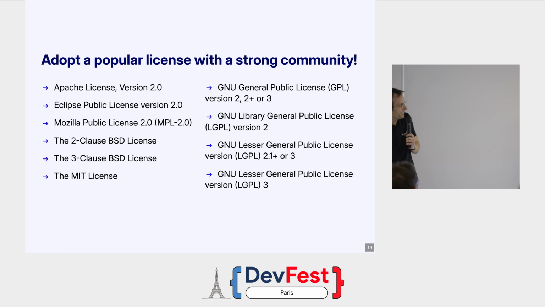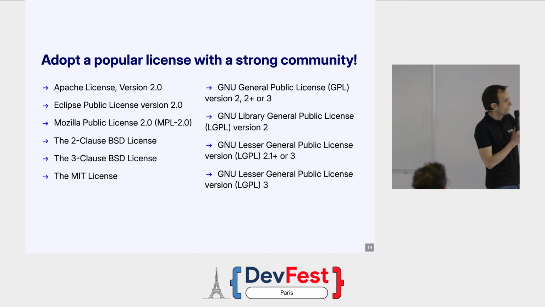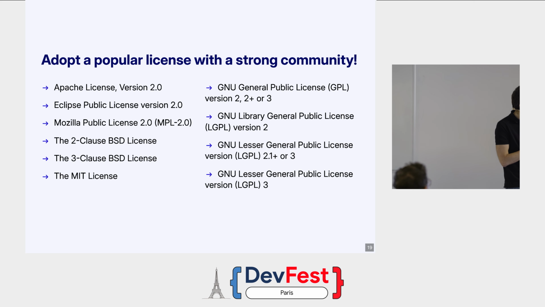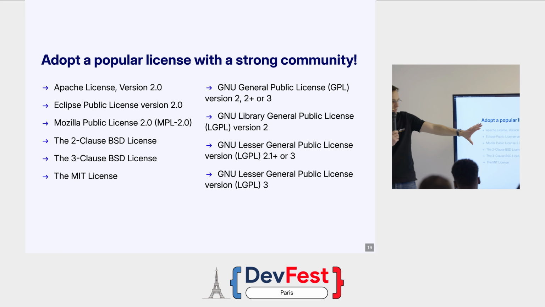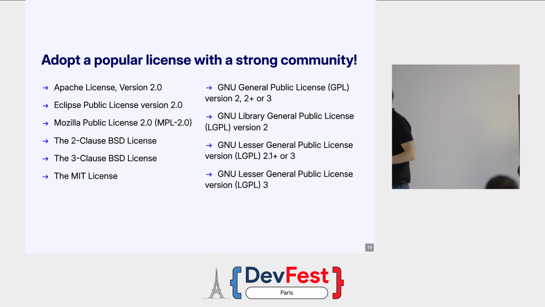So now we'll come to my advice: if you want to release a project under an open source license, please adopt a popular license with a strong community. They're often attached to a community. We talk about the Apache license, the BSD, MIT license, the Eclipse, Mozilla licenses, or the GNU ones. If you want to maximize the freedom of the user, the developer, the company, to make business-friendly licenses, maybe go to more permissive licensing like the Apache, Eclipse, or BSD, MIT.